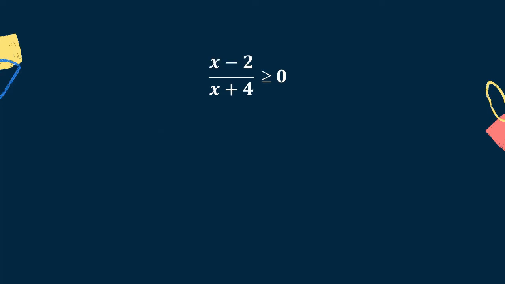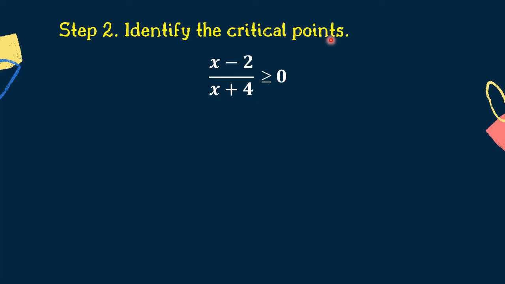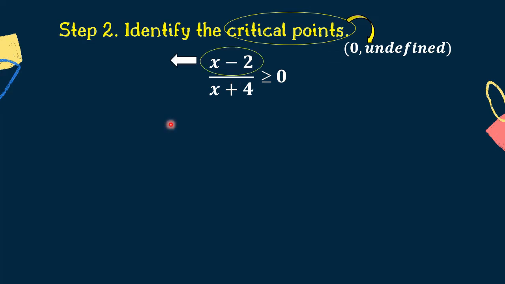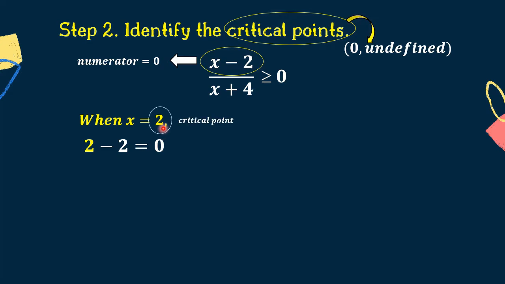So the next step is we have to identify the critical points. Again, remember that critical points are the numbers that will make our rational expression 0 and undefined. Our rational expression will become 0 only if the value of our numerator is equal to 0. And if we try to plug in 2 as the value of x in our numerator, it will become 2 minus 2, which is 0. Therefore, we can conclude that 2 is a critical point.